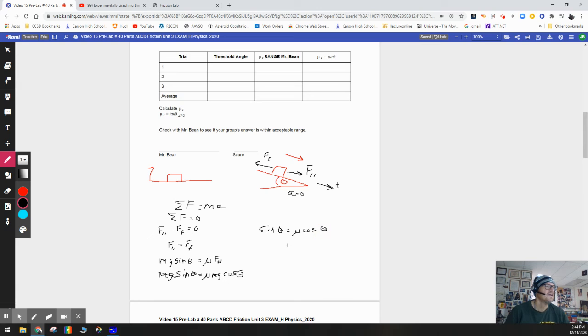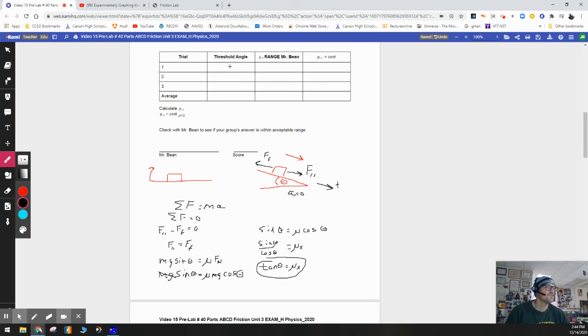All right, and let's solve for mu. Now this is going to be mu static. It's going to be sine of theta divided by the cosine of theta, and this is my favorite trig function, the tangent. So sine over cosine is the tangent of theta. This is a quick and dirty way to find the coefficient of static friction.